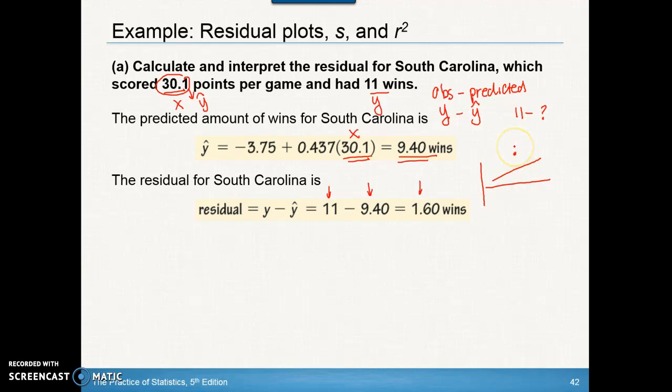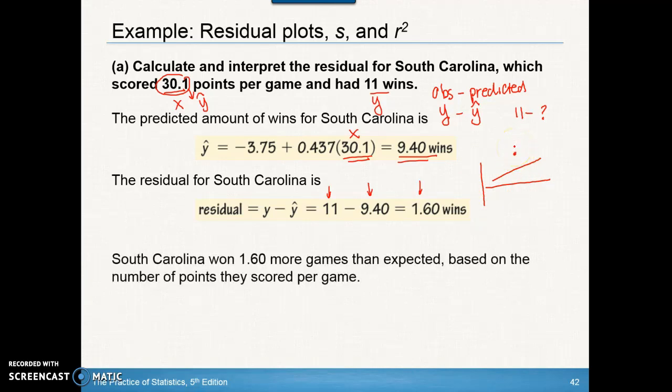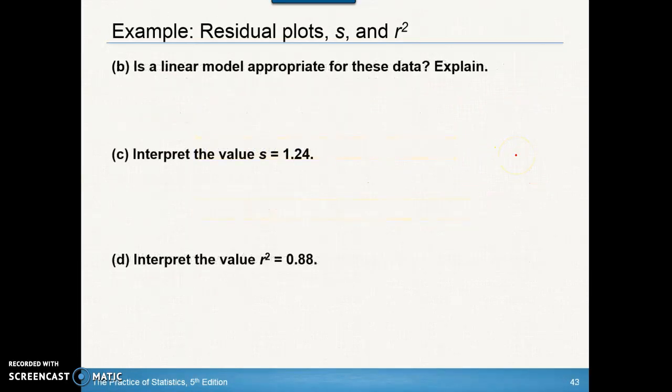Positive means your point is above the line. South Carolina, so this is your 1.6. How would we interpret that? South Carolina won 1.6 more games than expected based on the number of points they scored. So here's what they should have won. Here's how many games they should have won. Here's how many games they actually won. So they won 1.6 more than they thought they should.